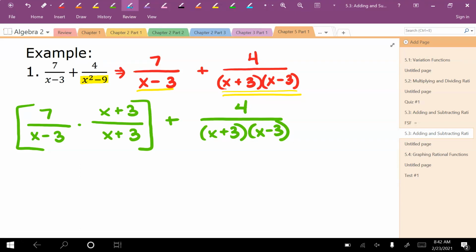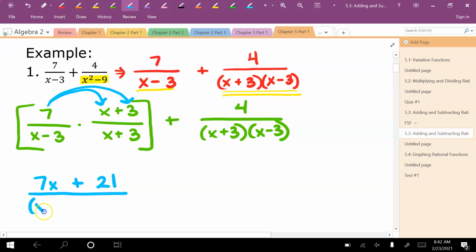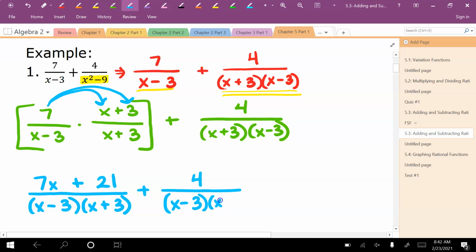So for this, like we saw yesterday, we have to distribute that 7. Make sure that you multiply it to both terms over here. So it says 7x plus 21. And now it's over x minus 3, x plus 3. Or if you put x plus 3, x minus 3, it doesn't really matter. They're the same pieces. And then we still have plus that 4. I'm going to go ahead and switch this one around just so that it matches. X minus 3, x plus 3.